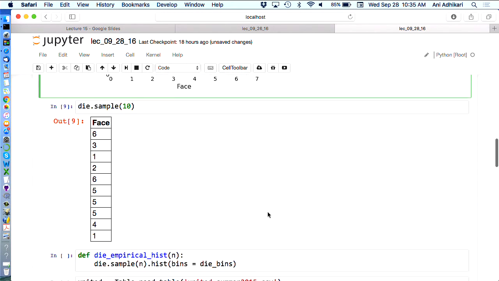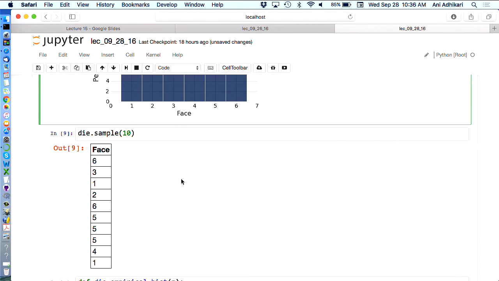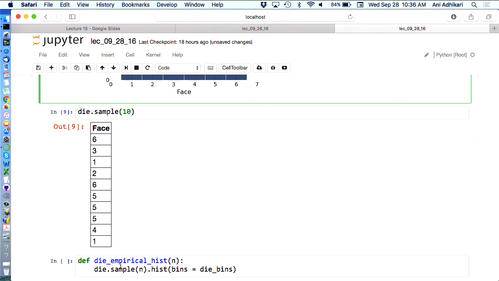All right. So what I would like to do now is look at a histogram of these numbers. So we've got these 10 numbers. I'd like to draw a histogram of those numbers. And now you know what we're going to do. We're going to do 100 numbers and then 1,000 numbers and so on. And therefore, we define a little function that draws what is called an empirical histogram.